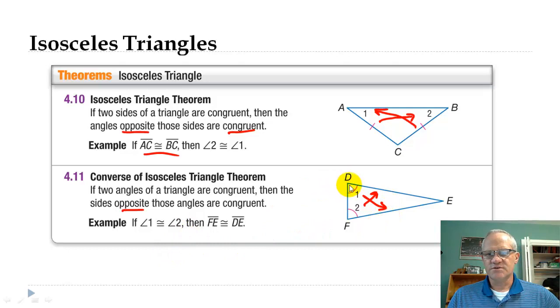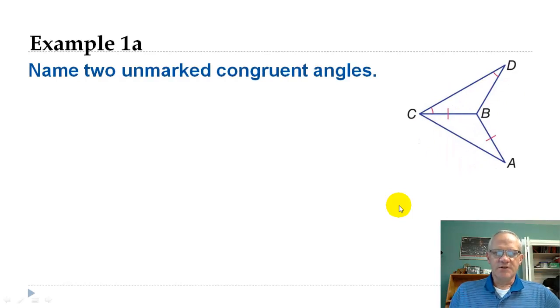So in other words, if angle 1 and angle 2 are congruent, the base angles, then FE, this side, has to be congruent to DE. So these have to be congruent then. Okay, so that's the relationship. It goes either way: the two congruent sides make the angles opposite of them congruent, and the two angles that are congruent make the sides opposite of them congruent. Okay? All right, well, let's name a few things here.